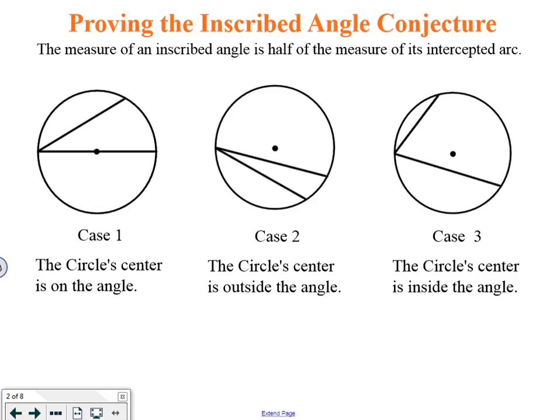But every inscribed angle falls into one of three cases, and that's what we're seeing here. The first possible case is that the inscribed angle has the center of the circle on it. The second possible case is that the circle's center lies outside of the inscribed angle. And the third possible case is that the center of the circle lies inside of the inscribed angle.